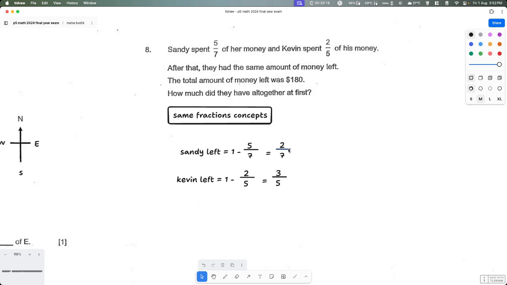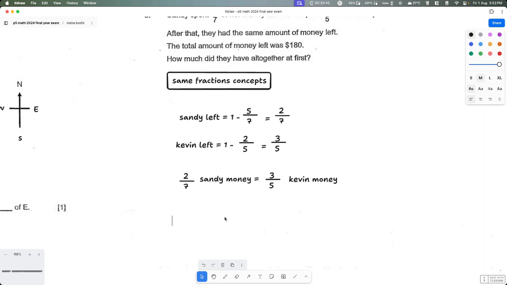So we know that 2/7 of Sandy's money is equal to 3/5 of Kevin's money. So what this means is we need to make the numerators the same. For this, we just multiply: 2 times 3, multiplied by 3. So 2/7 multiplied by 3, and then this will be multiplied by 2. Same goes to this at the end as well.